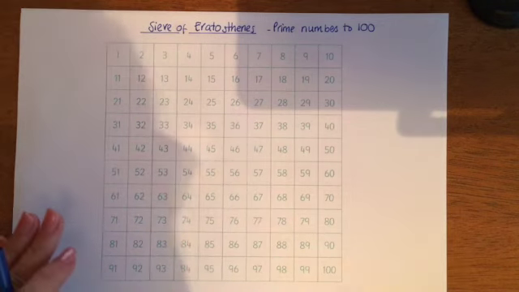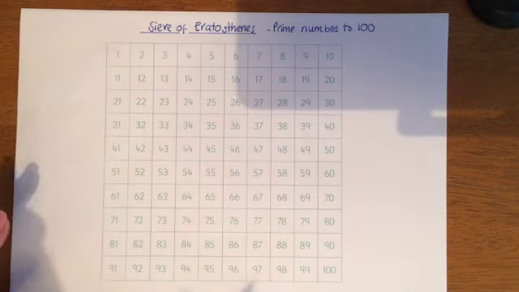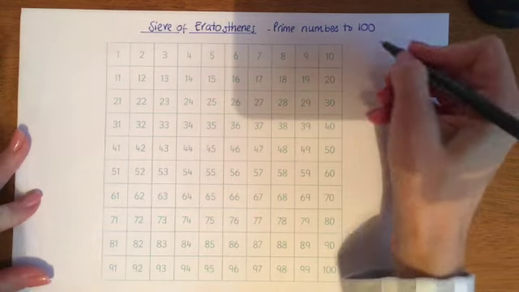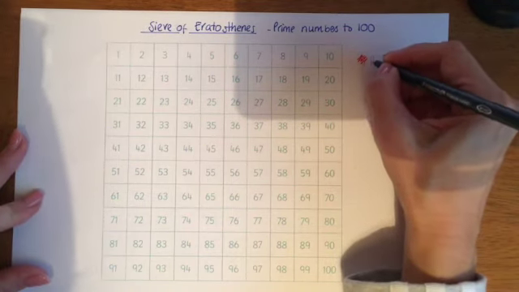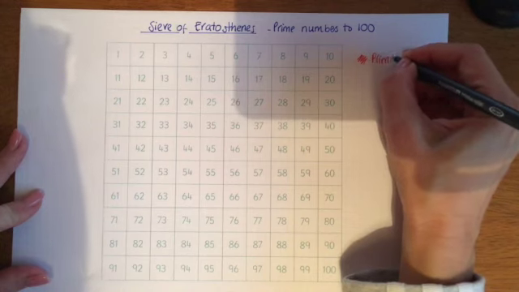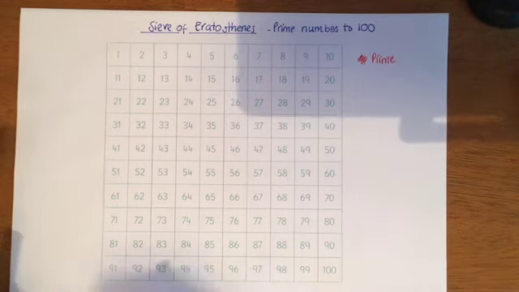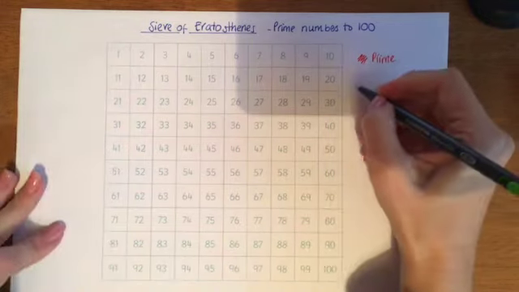So you're going to need two different colours, so you can do this with me. You could draw out a grid to 100 and you will need two different colours. I'm going to use red for my prime numbers and I'm going to use green for my non-prime.